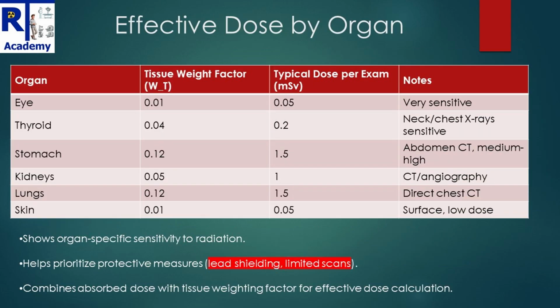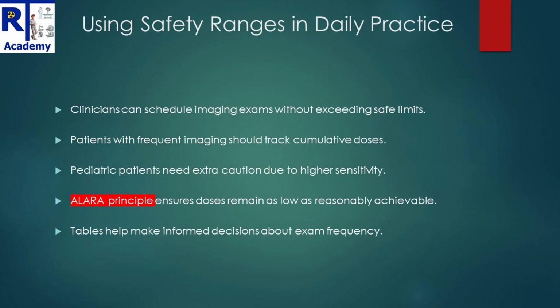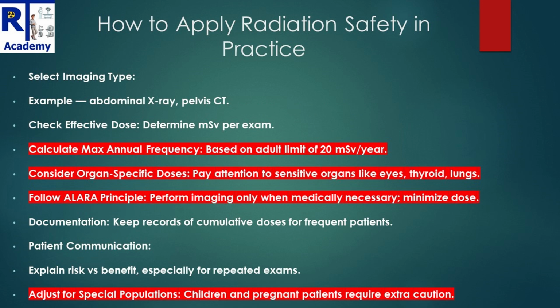Practical use. Choose imaging type. Example, abdominal X-ray or pelvis CT. Check the effective dose per exam. Based on annual safe limits, 20 millisievert, calculate maximum annual frequency. Consider organ-specific doses for sensitive tissues, eye, thyroid, lungs. Always follow the ALARA principle. Perform imaging only when necessary and with minimal dose.